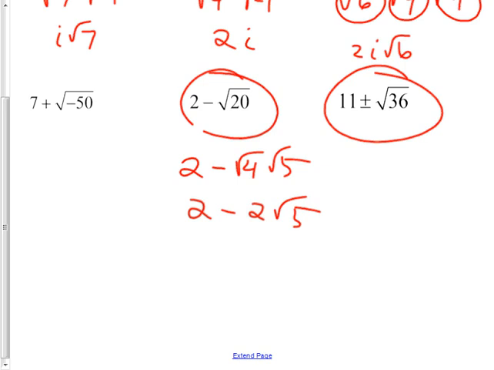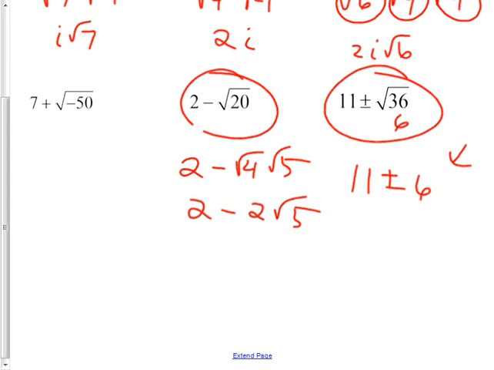Oh, how many people got that problem wrong on the test? Square root of 36 is 6. So the answer is not 11 plus and minus 6. That's a math problem. That's 11 plus 6 and 11 minus 6. Those are the two answers. If you left it this way, it's not got the answer yet.